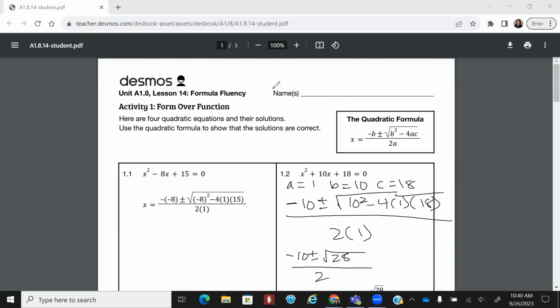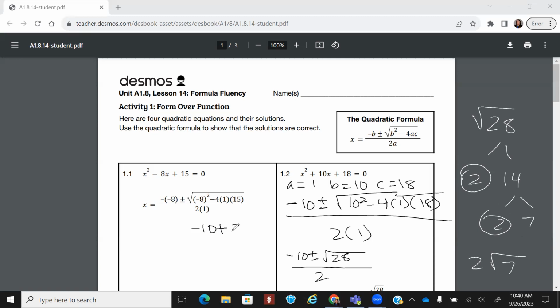Okay. Do you remember back in unit 3 where we said take the square root of 28 and simplify it? What did we do? We divided by 2. And then we divided by 2 again. And then we said, hey, if you got a pair, you can pull it out and you're left over with whatever's at the end of the tree, right? So that comes back into play here. So we're going to have -10 plus 2 square root of 7 divided by 2.